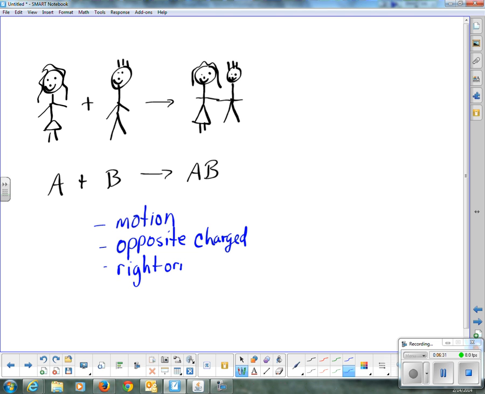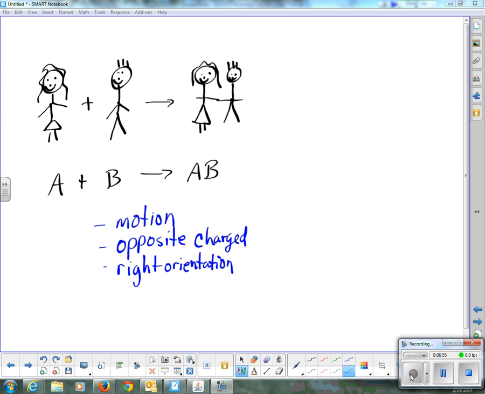And what I have to help people with this is that, you know, if a boy and girl are walking away from each other, that's not the right orientation to start a reaction. They've got to be walking towards each other, and they've got to be facing each other in order to have a reaction. If one sidesteps, then it's not going to happen.